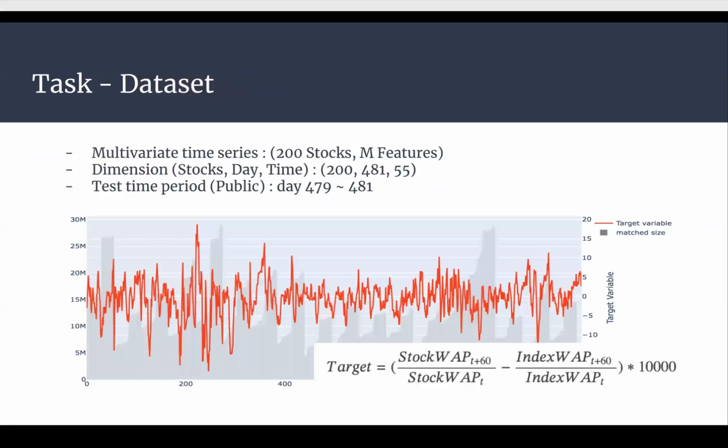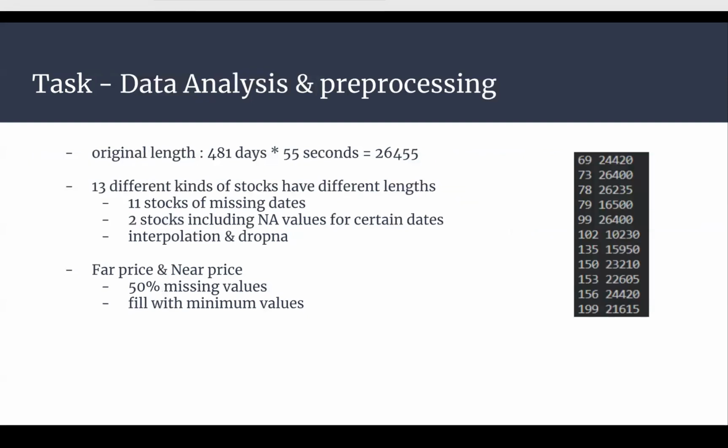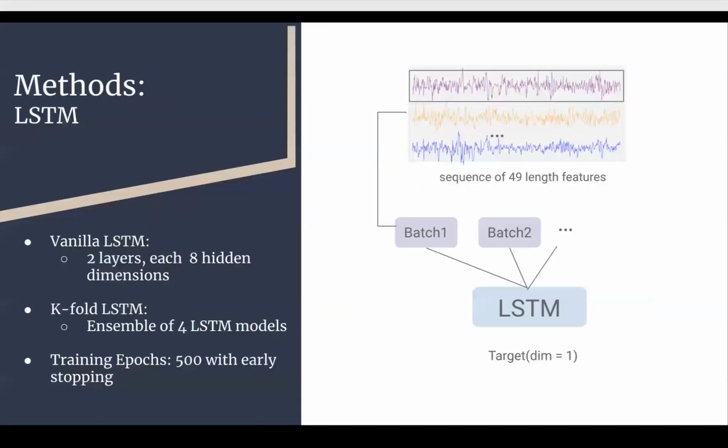The dataset consists of 200 different types of stocks with multivariate time series. The target that we are predicting is the 60-second future move minus the move of the synthetic index, where the synthetic index is a custom weighted index of stocks. We did two different processing steps on the data. One was to impute the NA values of stocks that have missing dates, and fill far price and near price with the minimum for missing values.